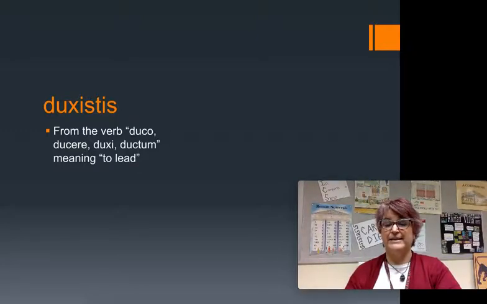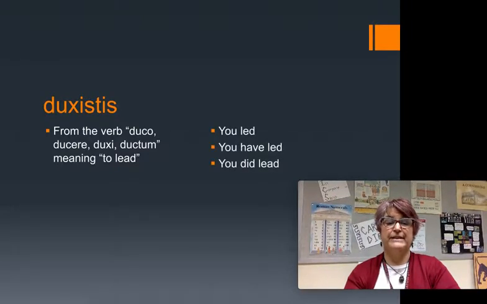If you identified this as the perfect tense, you are correct. What will the translation sound like? Remember that for the perfect tense, there are three ways that you can translate this verb. You led and you did lead are for those times when the action is taking place at a specific point in time. And you have led is for those times when the action is not taking place at a specific point in time and may even be continuing into the future.